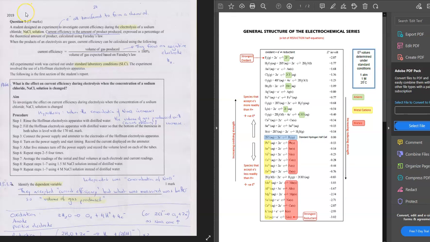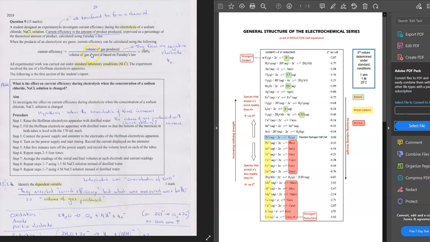Okay, this is the 2019 question 9 exam question, which is worth 15 marks, which I think threw a lot of people because it's worth a lot. The average student got 6.6 out of the 15, so 48%. So it's worth being able to do these because you should be able to do better than that.